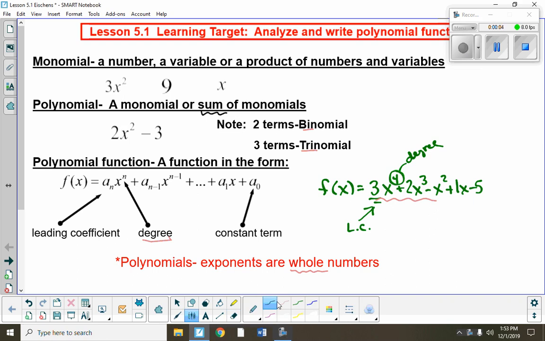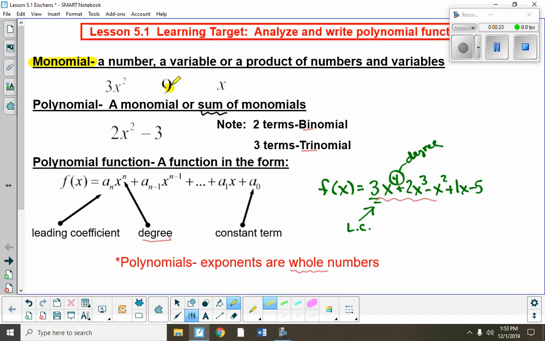Hello, in this lesson we're going to be looking at polynomial functions and we're going to learn how to further analyze them just by looking at the equations. Some vocabulary words that you're going to want to be familiar with in this lesson would be, first of all, a monomial. That is a number, a variable, or a product of numbers and variables.